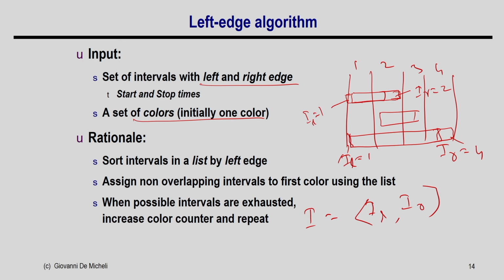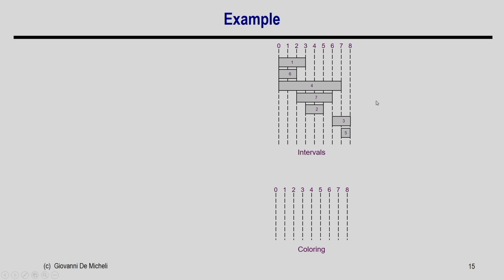So, now what does this algorithm do? It first sorts these intervals based on their left edge, as the name suggests. Let us take an example first. Suppose this is my set of intervals, and you see here this is the sorted order. So, given these intervals, this is the sort.